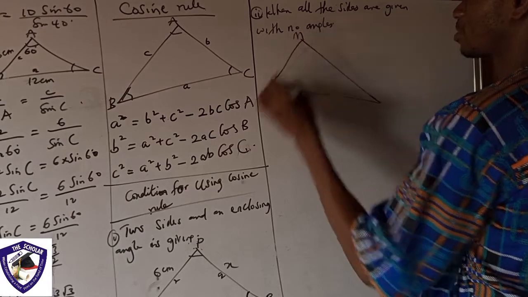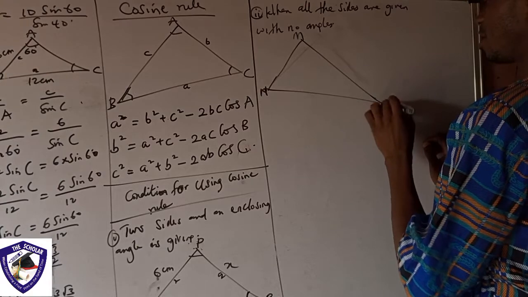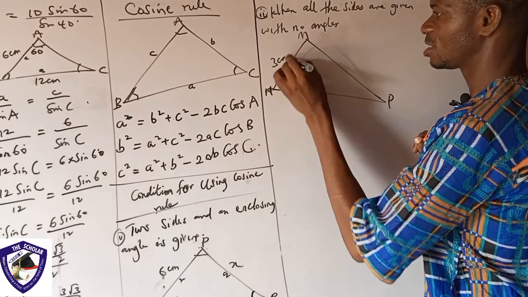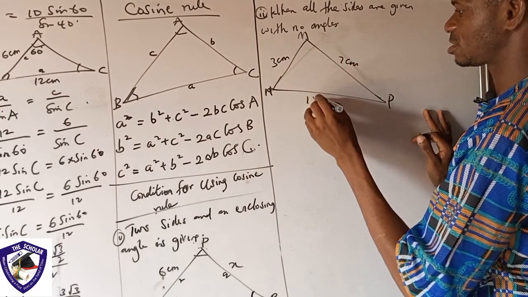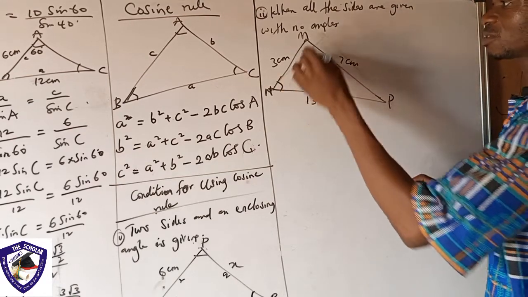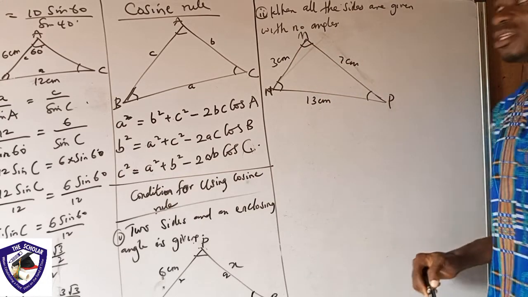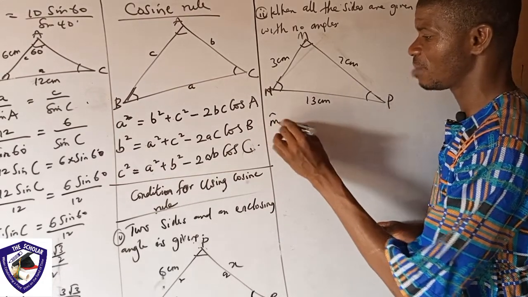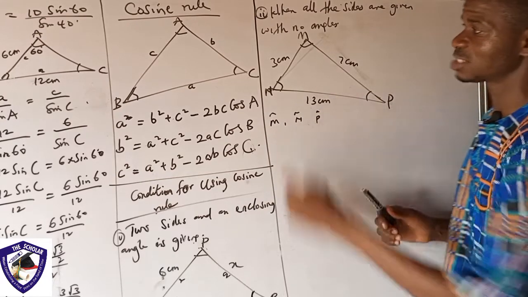So I have M, N, P. This is 3 centimeters. This is 7 centimeters. This is 13 centimeters. In this case now, none of the angles are known, but the 3 sides are stated. So when you have something like this, automatically you are going to use cosine rule. If I'm to find angle M, angle N, or angle P, I'm going to use cosine rule. So let me start by assuming I'm to find angle M.